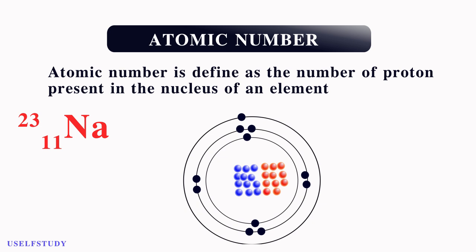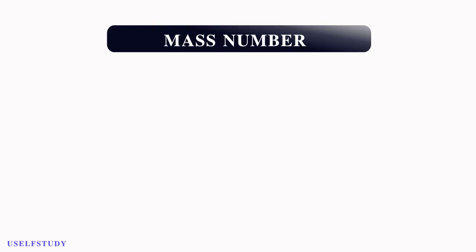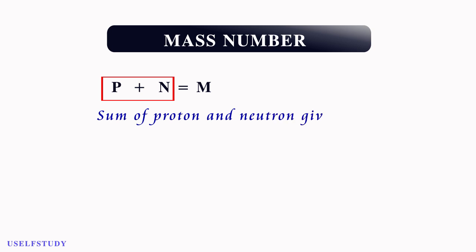With atomic number out of the way, let us talk about mass number. If we add the number of protons and the neutrons together, you are going to get a number. That number is what we call mass number. In other words, the sum of protons and neutrons gives the mass number.